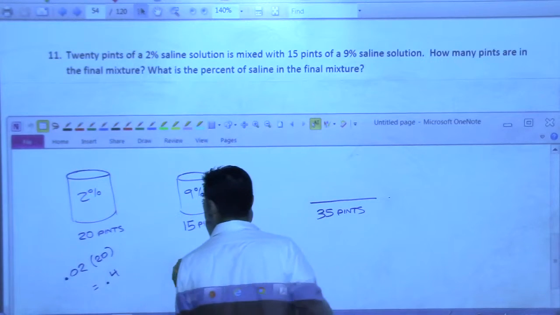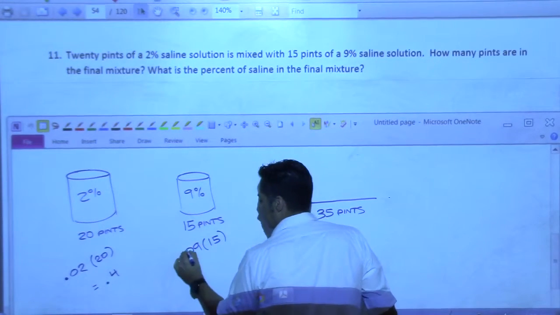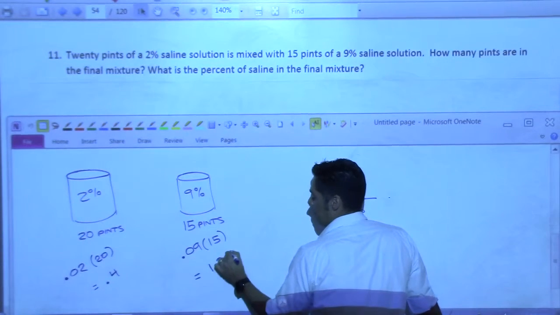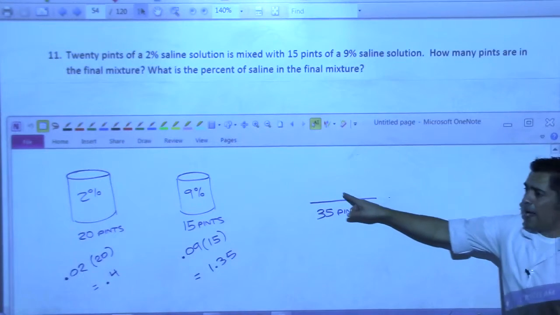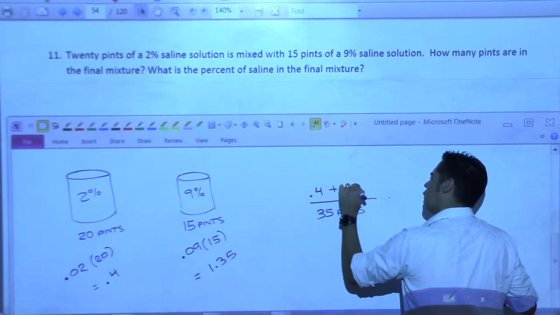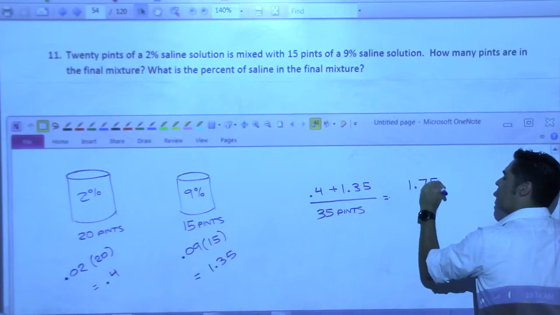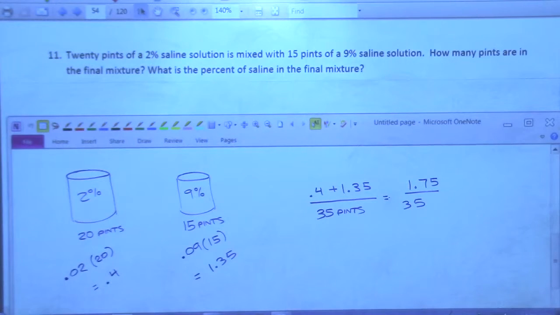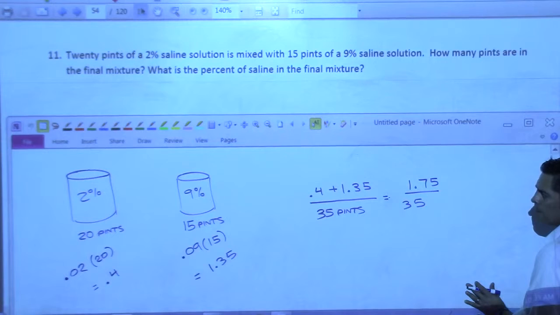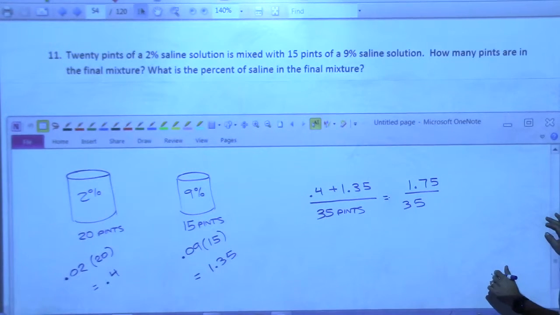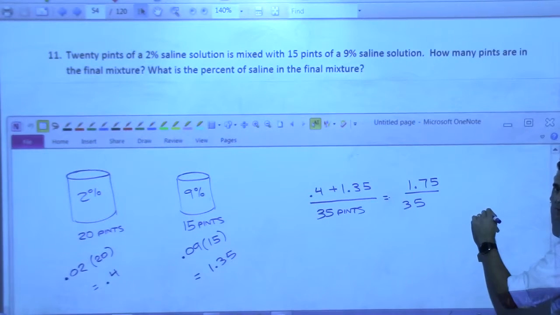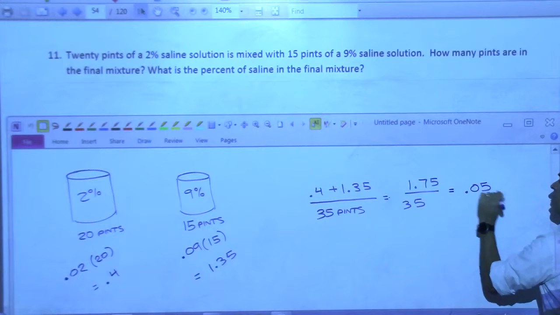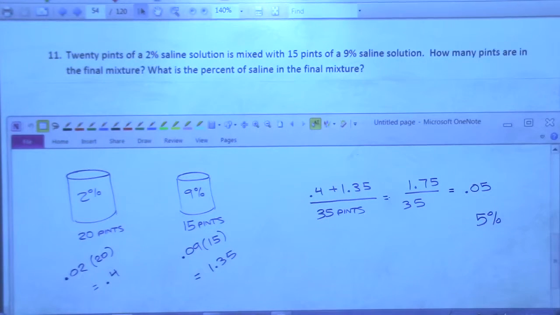Do the same thing over here, 0.09 times 15. Someone do that on their calculator, what's that? 1.35. So now I'm going to add those two numbers up, 0.4 plus 1.35. That's going to give me 1.75, I believe, over 35 pints. And what is 1.75 divided by 35? 0.05 something, or is it exactly 0.05? 0.05, straight up. Okay, so this is equal to 0.05, which is 5%.